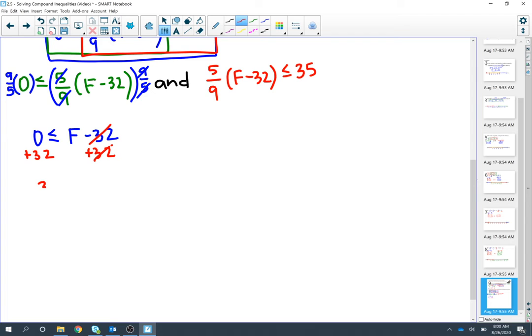So 32 is less than or equal to f, which is telling me, if I read this the other way, my degrees Fahrenheit has to be more than or equal to 32 degrees Fahrenheit. So it was more than 0 degrees in Celsius, but if we're looking at Fahrenheit, it has to be more than 32 degrees. Otherwise, it's going to be too cold and it's going to shut off. Do we know what 32 degrees is in Fahrenheit? I think it's actually the freezing temperature.